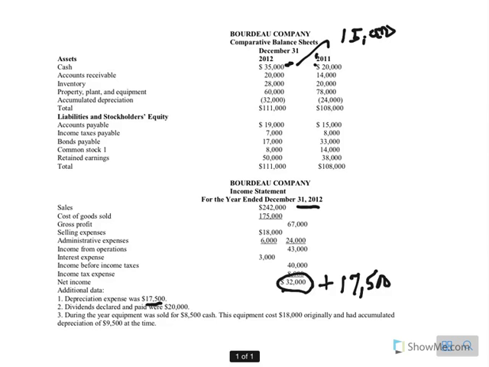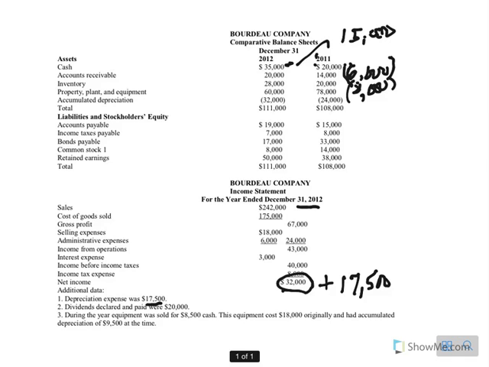Then for operations, I then look at accounts receivable. Accounts receivable changed by 6,000. Now it increased from 14 to 20, so that means it's a use of cash, and I bracket that. Inventory increased 8,000, and I bracket that because that too is a use. I increased my investment in inventory.